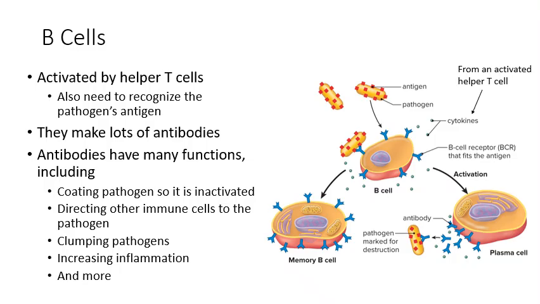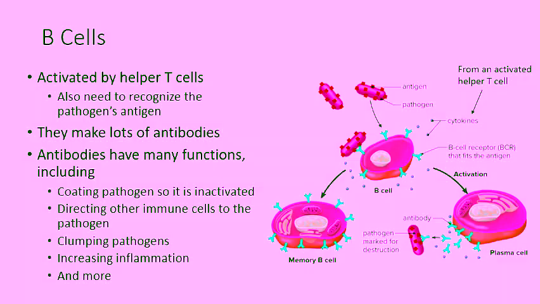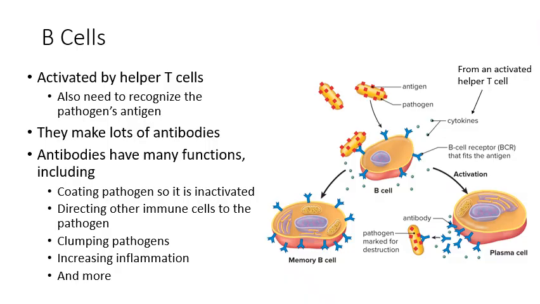They can also clump pathogens together, which makes it harder for them to cause problems in your body. And if you have enough antibodies, they can actually completely coat the surface of a pathogen. If you have a virus and it's completely coated by antibodies on its surface, then it's not able to grab a host cell. So you're basically, in a way, destroying that virus just by coating it with antibodies.